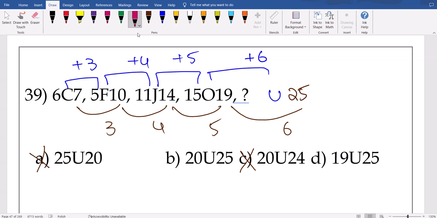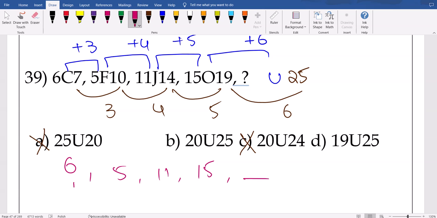Option B 2025. How 20? Sir, alternate. Okay. Alternate here plus 5, again plus 5 means 16. You are saying alternate, okay. So if that is the case, you want to go for alternate. 6 and 11 we have to link. The same logic should be here. 5 and 15 we have to link.